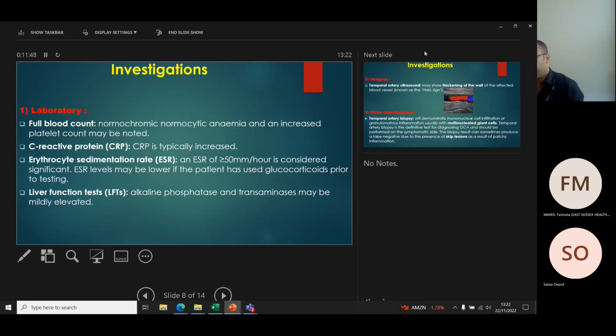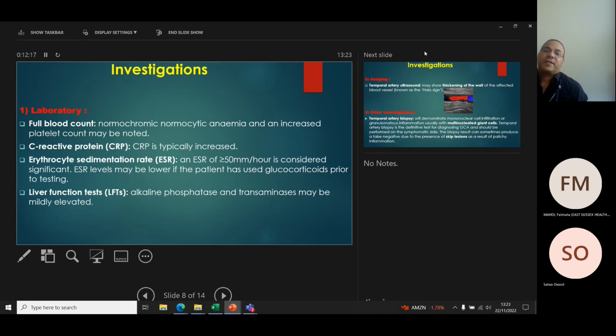Okay. Investigations. What investigations of choice in a case of suspected temporal arteritis? Number 1 is full blood count. We are going to start with basic investigations, like every patient: FBC, U&Es, LFTs, and inflammatory markers. In the full blood count, you can find normocytic normochromic anemia, especially in cases of PMR. But absence of anemia doesn't rule it out.